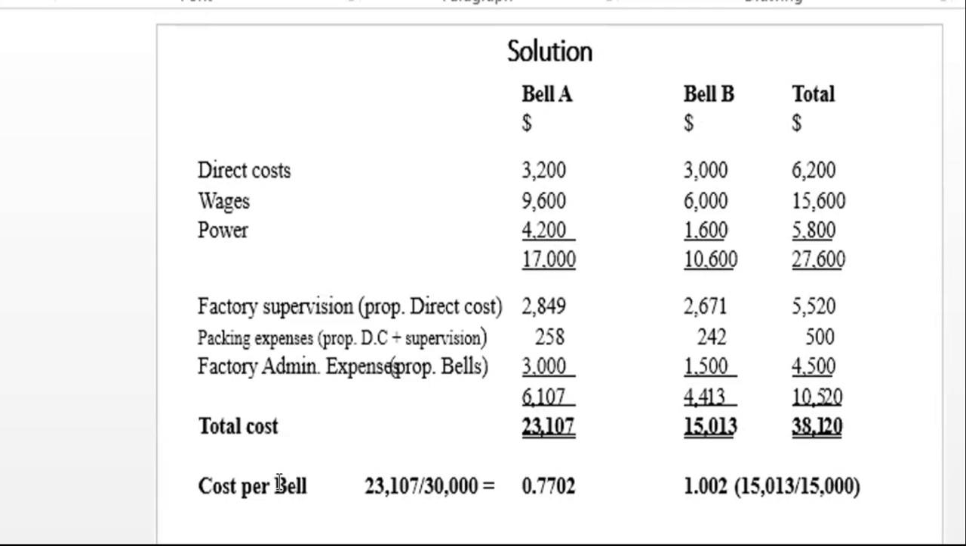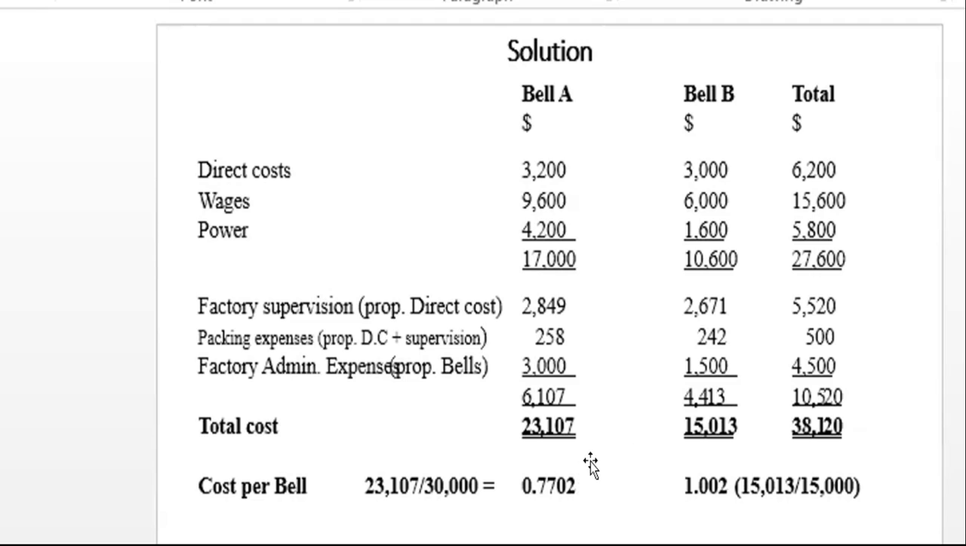So now to get the cost per bell, you divide. You take the total cost for bell A, divide by the units produced. The units produced were 30,000. So when you do that, you get the cost per bell for bell A is 0.7702. And then for B, you take the total cost of 15 and 13, divide by the 15 units that were produced to get 1.002 cost per unit of bell B. So this is how we can determine the cost.